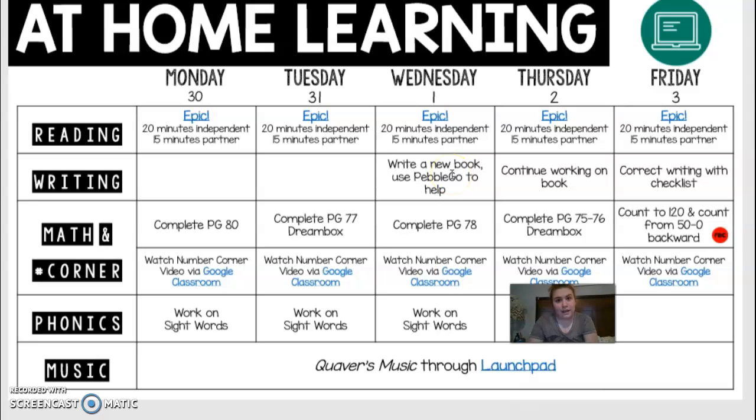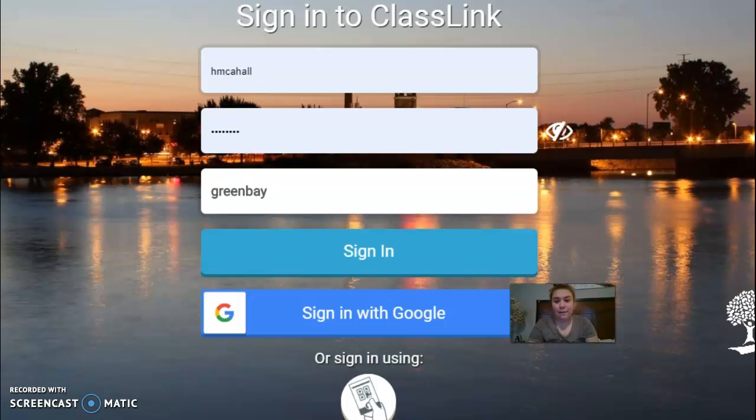In writing, what I want you to do is go to Pebble Go. Remember how to get to Pebble Go through your Launchpad. And you can search and look at anything you want, but you're going to write a book about why it is the best. Probably want to stick to some type of animal, because then you can write about why it's the best.